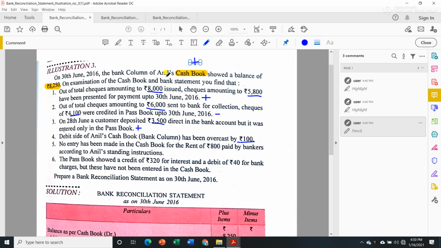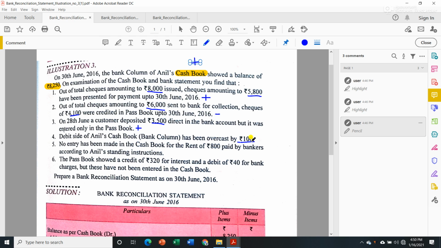Oh, sorry, this Anil's cash book is nothing but imagine yourself as Anil. Okay, in our cash book, I got a little bit confused. Okay, who was Anil in that? So Anil, we have prepared, imagine that our firm is Anil's firm. Okay, and in our cash book the debit side, or bank column, is showing 100 more.